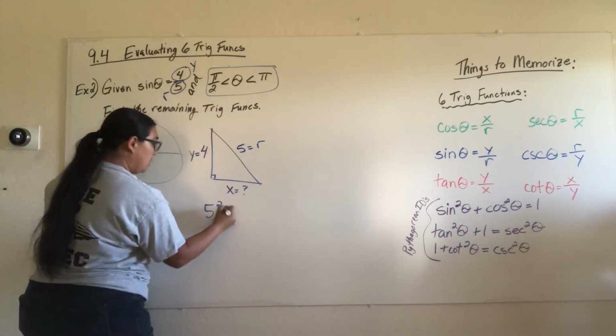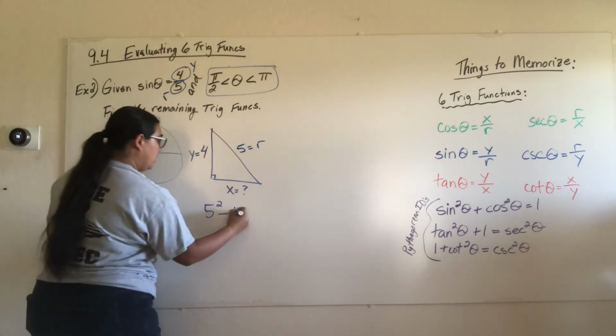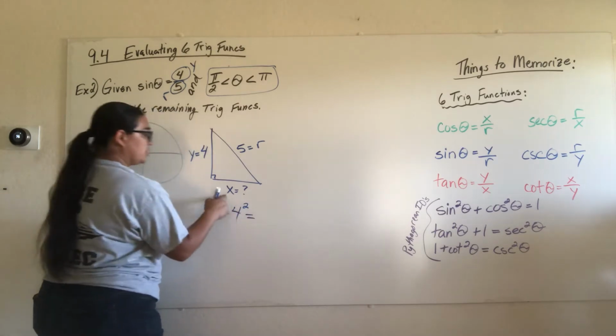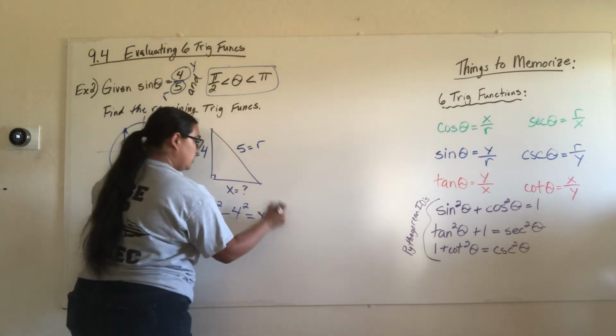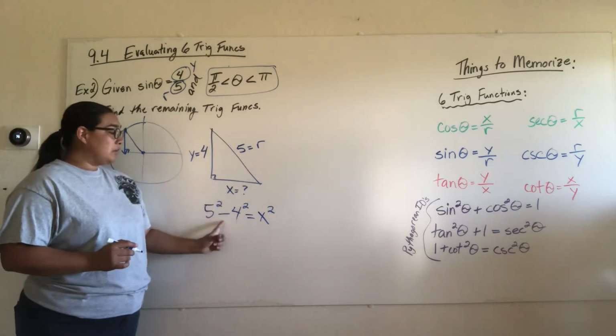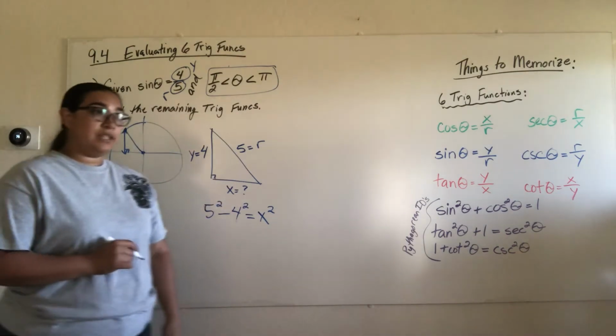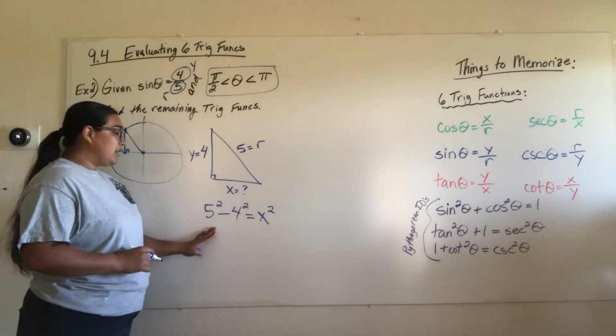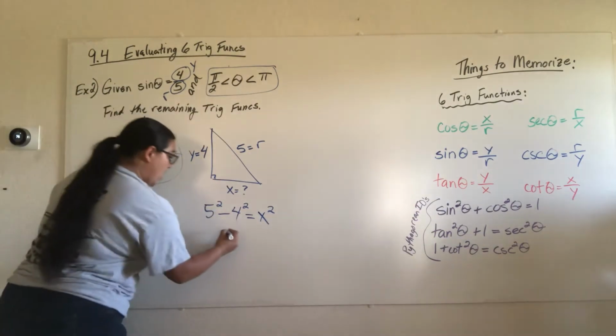I'm going to do my 5 squared minus my other side, 4 squared equals, and I'm missing this side here, so that's going to be x squared. Again, minus, because we already have the long side, we're looking for that shorter side, so this is why it's a minus. All right, so you type this into your calculator right there. That's going to end up giving you 9.